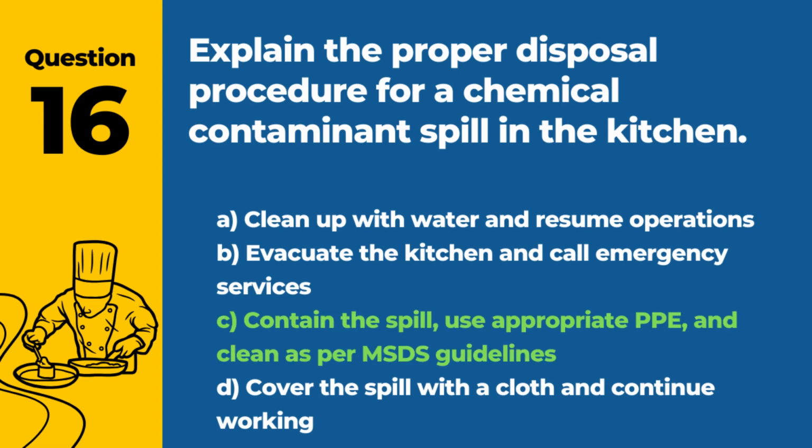Answer C. Contain the spill, use appropriate PPE, and clean as per Material Safety Data Sheet, MSDS, guidelines. The proper disposal procedure for a chemical contaminant spill involves containing the spill using personal protective equipment, PPE, and cleaning up the spill according to the guidelines provided in the Material Safety Data Sheet for the specific chemical.